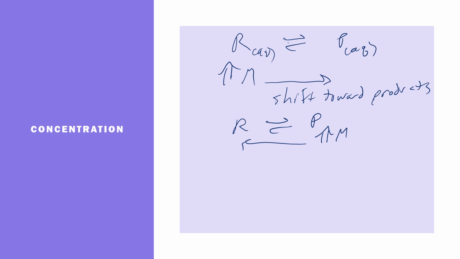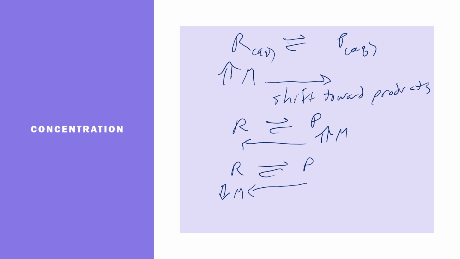You can also decrease the concentration as a stress, so that we have our reactants and our products. If I were to decrease the molarity of the reactants, maybe I add in something that removes it from the solution, that binds it up, now I don't have enough reactants. That's my stress. I don't have enough, so I need to make some more. And so it will shift in the reverse direction, and it will shift towards the reactants.